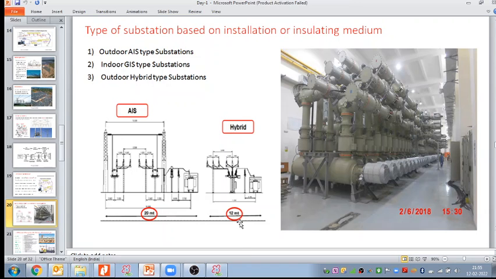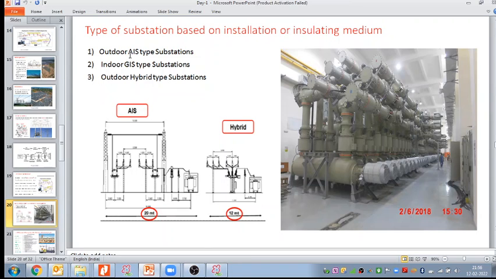The third one is the hybrid type substation, which is the combination of AIS plus GIS. As you can see here, in case of AIS we take 20 meters of distance to place the switchgear. When we use the hybrid, a few equipment can be combined together, and this 20 meters is reduced to 12 meters.